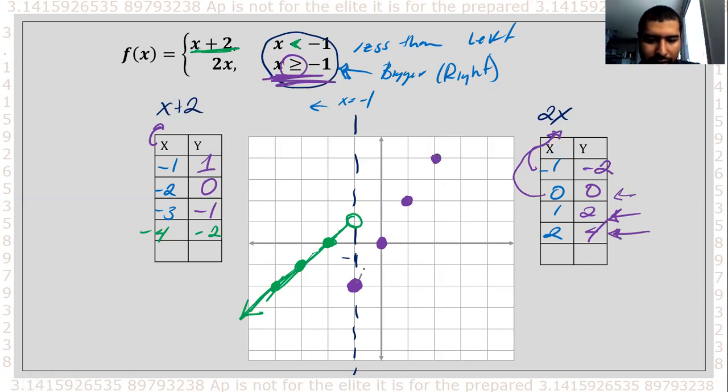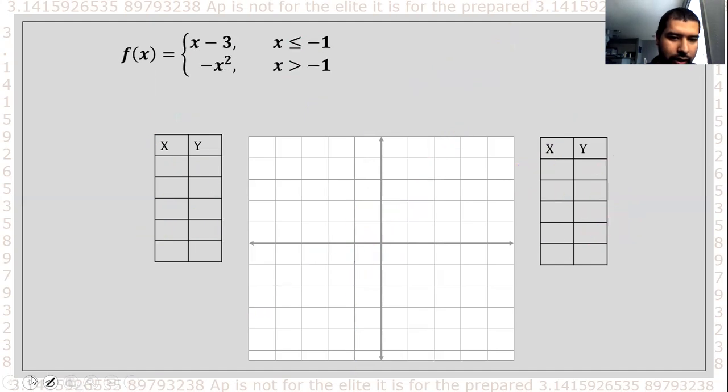So just like that, guys, this is how we graph a piecewise function. And if you know your parent functions, guys, you can probably see that there's a linear function shifted 2 units up, and there's a linear function that has been vertically stretched by 2. If not, we'll learn that throughout the weeks to come. Okay, let's try the next one.